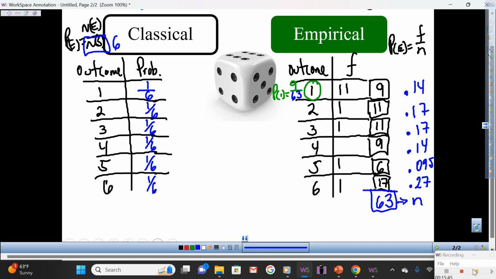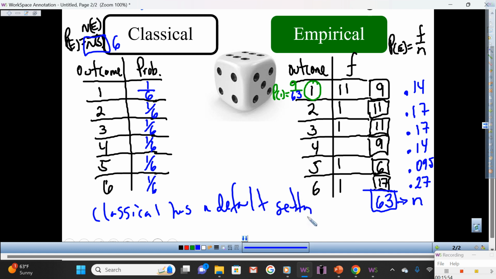Jaden, what's the major difference between classical probability and empirical probability? One has default settings. Which one has default settings? All right, let's write that down. Classical has a default setting, which means we see it from what we see, right? Is that what you're talking about? Okay. What we see. How about empirical? What would you say empirical is?